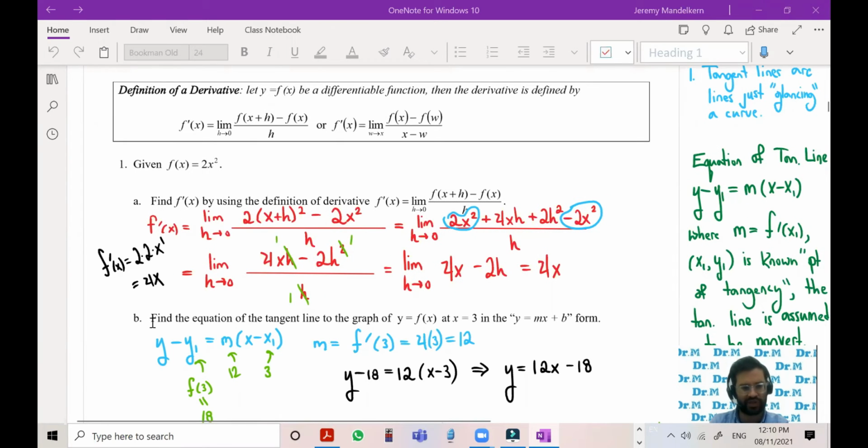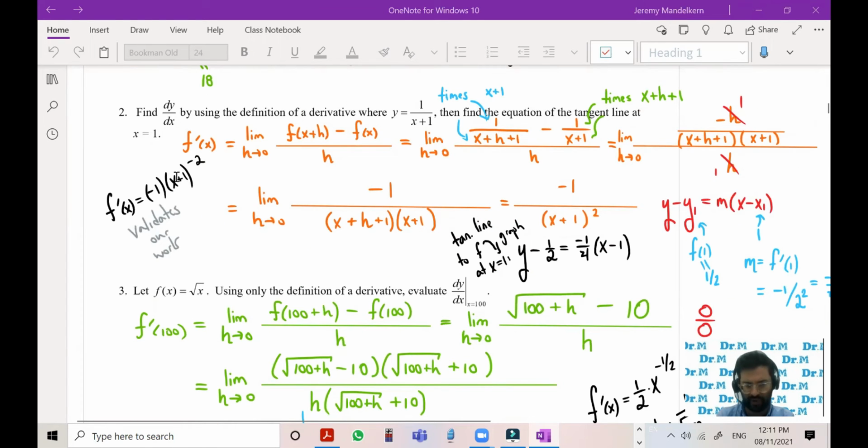In this next part of this question, we're tasked with finding the equation of the tangent line to the graph of y equals f at x equals 3, and write the equation in slope-intercept form. Here we have the solution. We started with the point-slope form. We systematically replaced x1 by 3, y1 by f of 3, which is 18, and the slope of this line should be f prime of 3, which, using the result obtained above, is 12. Placing all these values in and solving for y, we get y equals 12x minus 18.